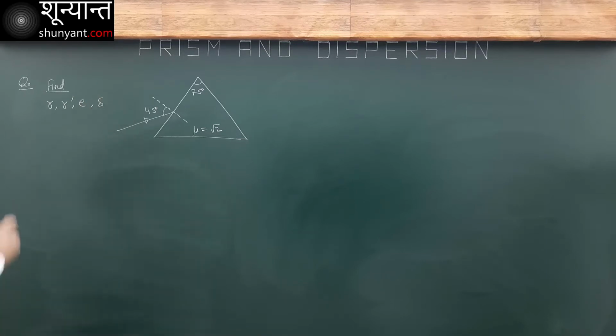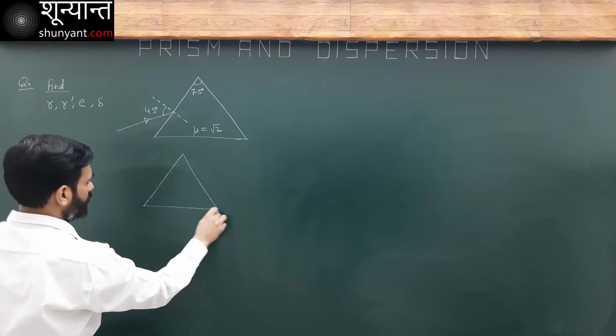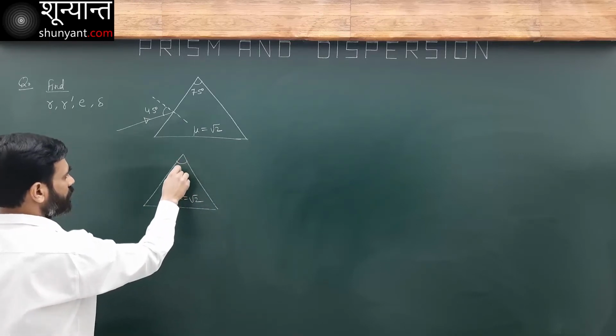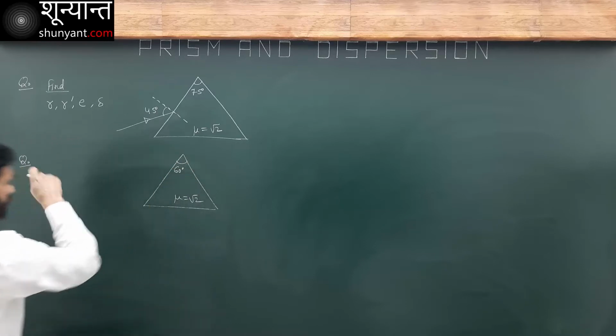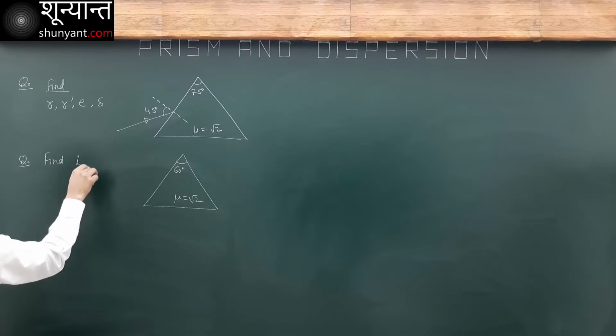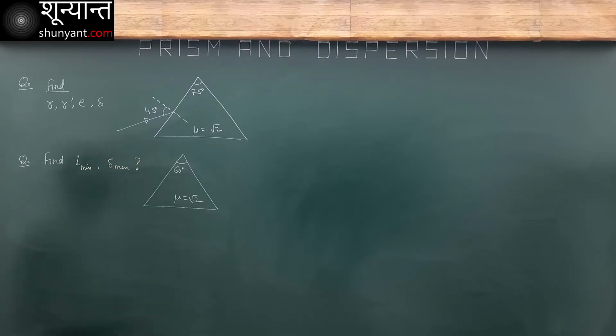Second problem. Mu is root 2 here. This is 60 degree. Find i minimum and delta minimum. Direct problem, simple problem. i minimum and delta minimum.